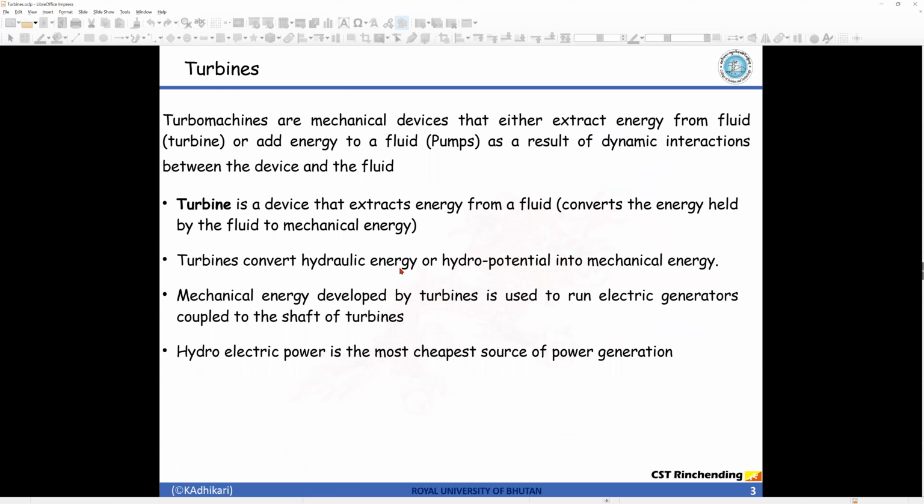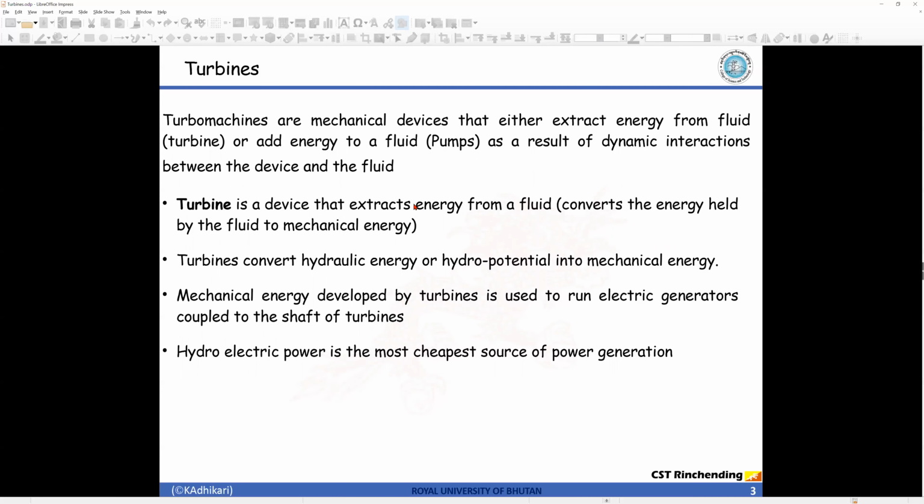Further, let's understand what turbines are. Turbines are machines which convert fluid energy to mechanical energy, and then the mechanical energy is converted to electrical energy. A turbine, in very simple terms, is a device that extracts energy from the fluid and converts the energy held by the fluid to mechanical energy. If a machine adds energy to the fluid, then that would be known as a pump. Pumps and turbines work in opposite ways. A turbine harnesses the energy of the fluid, while a pump adds energy to the fluid.